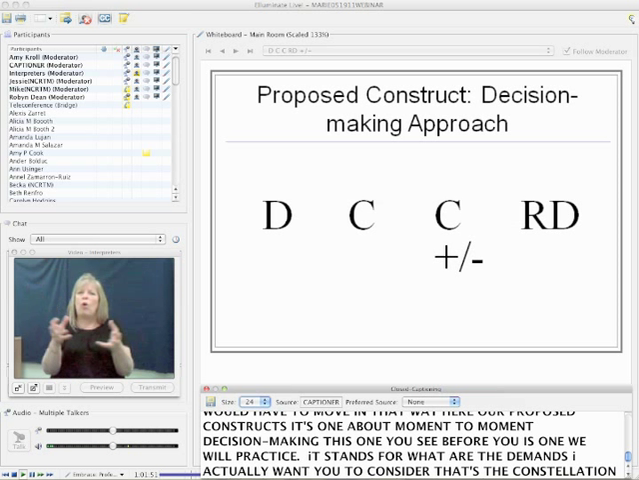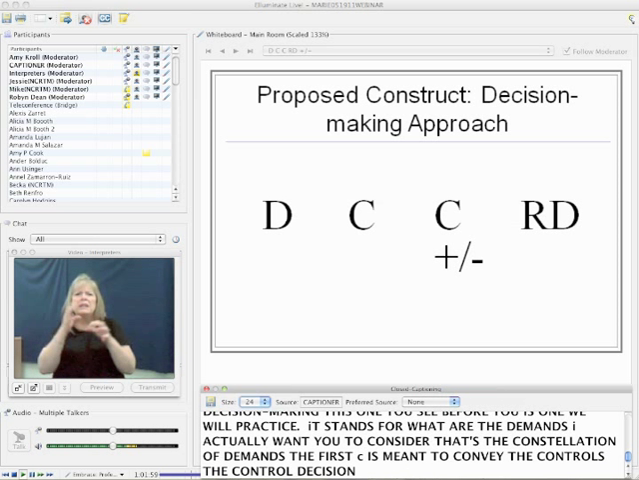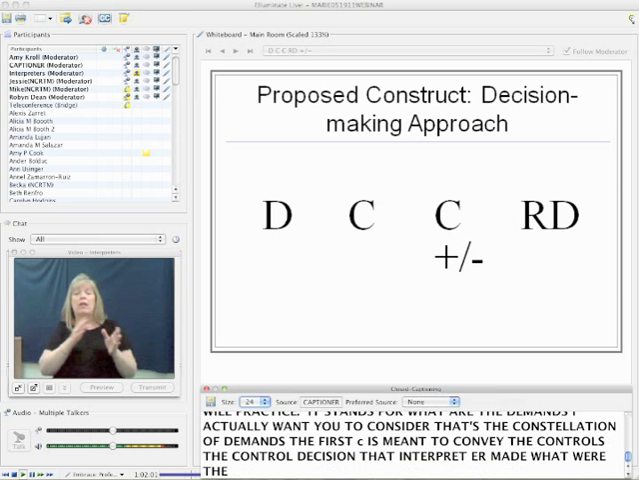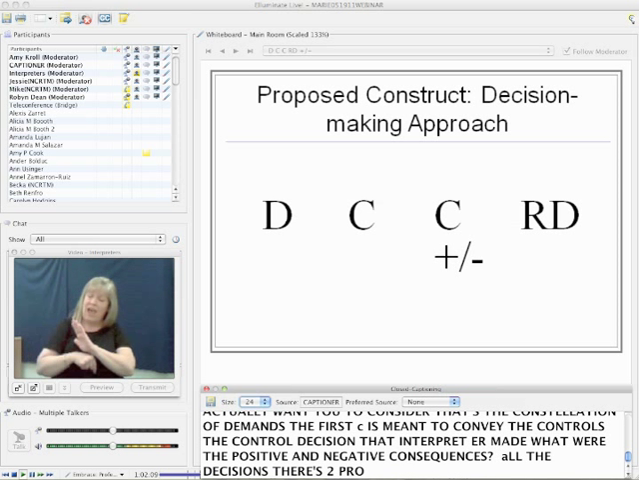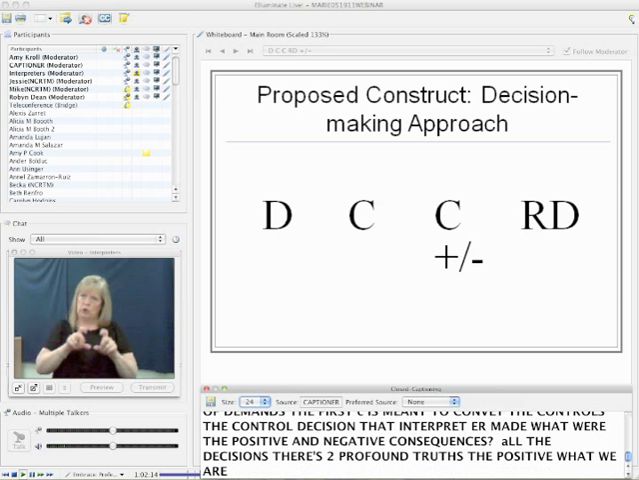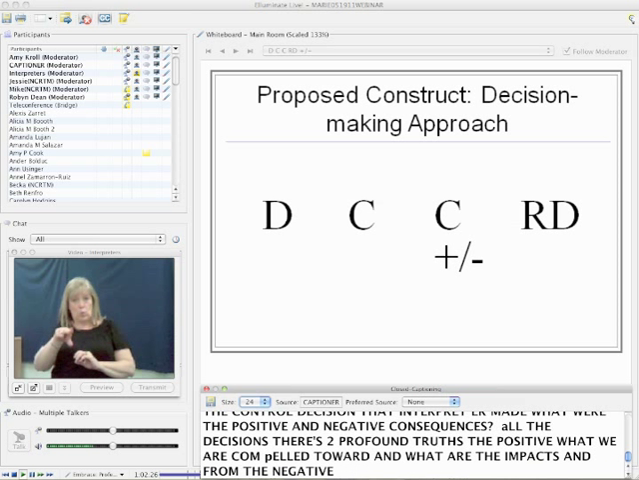The C, the first C, is meant to convey controls. What was the control decision the interpreter made, even if that decision is to do nothing? What were the positive and negative consequences? All decisions, just like Niels Bohr has told us, there's two profound truths. The positive, what we are compelled towards, what the value is inherent in that, and what is the impact, the negative consequence. And from the negative consequence, what resulting demands might emerge.